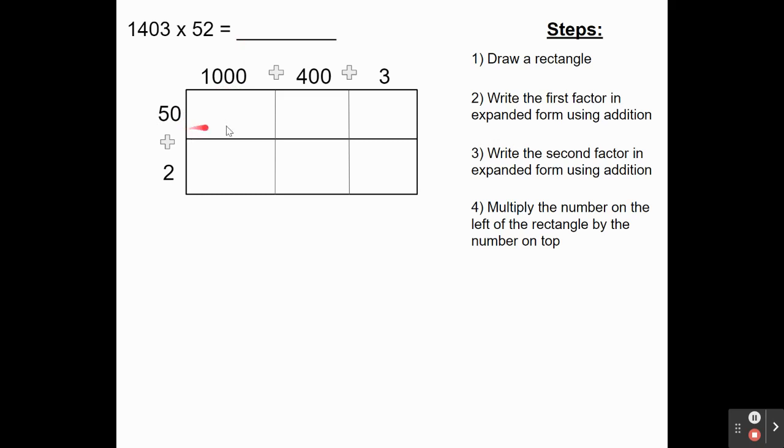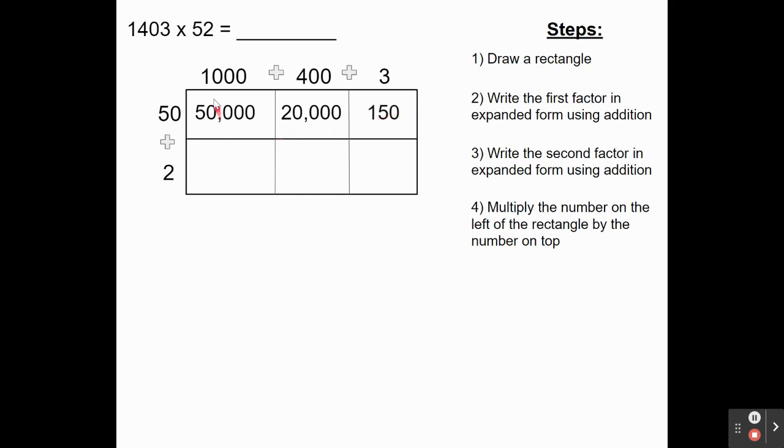to the left. So for this first rectangle, we're going to multiply 1,000 times 50, which is 50,000. Next, we're going to multiply 400 times 50. That can be a little tricky, but if you can do 4 times 5, you know that's 20. And then hundreds times tens is thousands. So our answer is going to be 20,000. Next, we're going to multiply 3 times 50, which is 150.